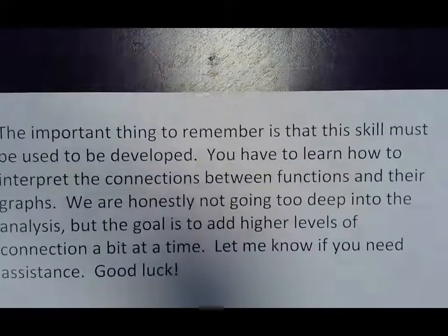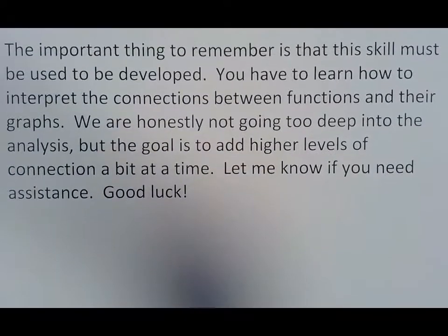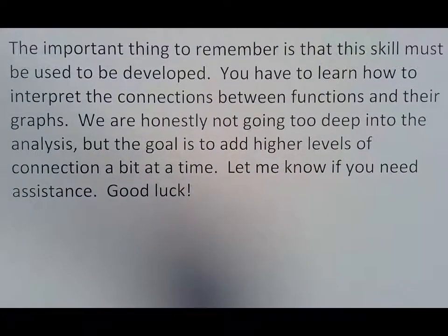So again, expect to have to think, expect to have to talk to me, and if you don't, well, you either don't care or you know it all, which is not something I can fix either way. The important thing to remember is that the skill must be used to be developed. You have to learn how to interpret connections between functions and their graphs. We are honestly not going to go too deep into the analysis, but again, the goal is to add a higher level of connection a bit at a time.